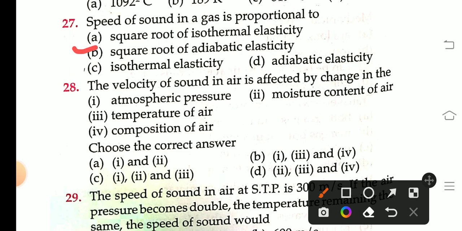Next, the velocity of sound in air is affected by change in the: 1, atmospheric pressure; 2, moisture content of air; 3, temperature of air; 4, composition of air. Choose the correct answer. Right answer option D, 2, 3 and 4.